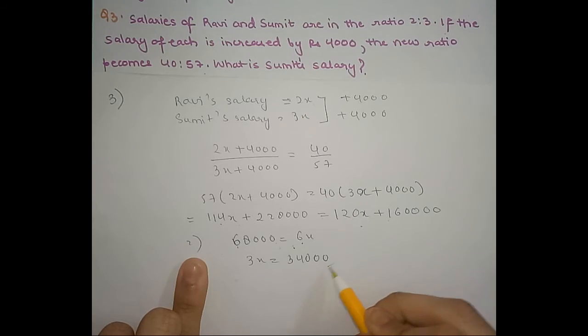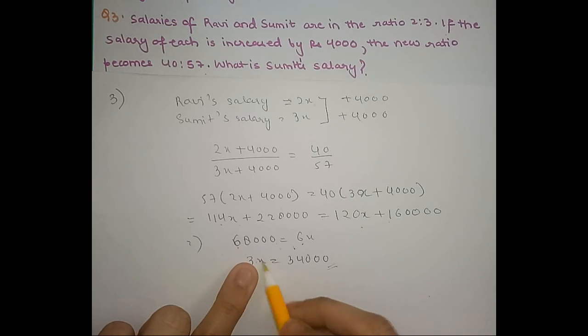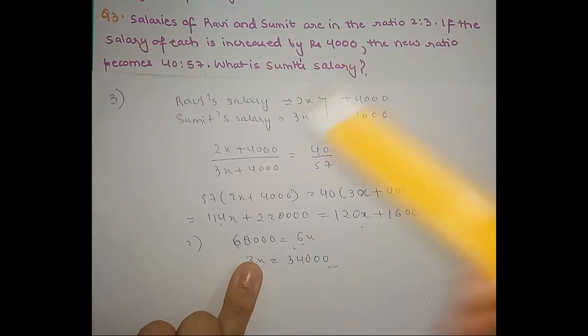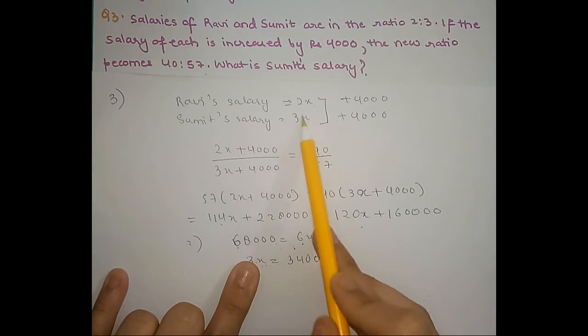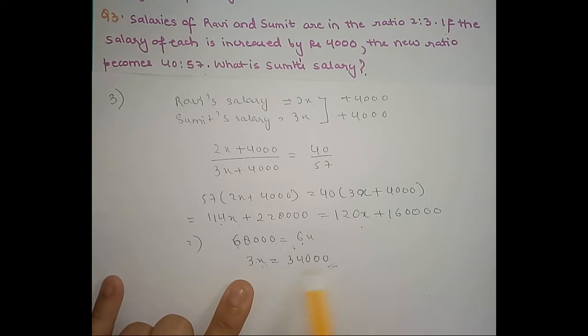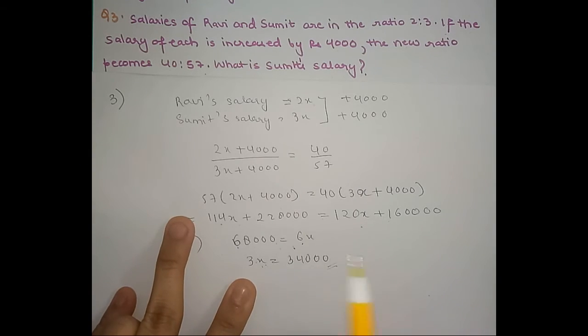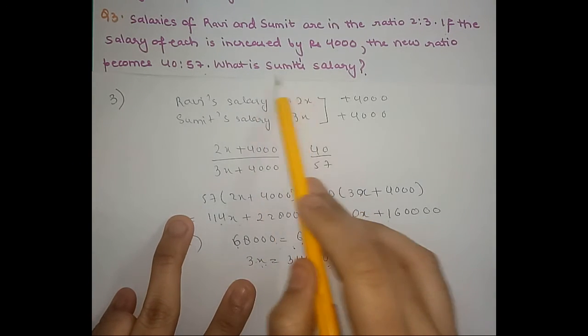Now you can also leave it over here instead of finding the total value of x, since in the question you have been asked what is Sumit's salary. So you know that Sumit's original salary was 3x, right? So you have got the value of 3x. What you have to calculate is Sumit's present salary.